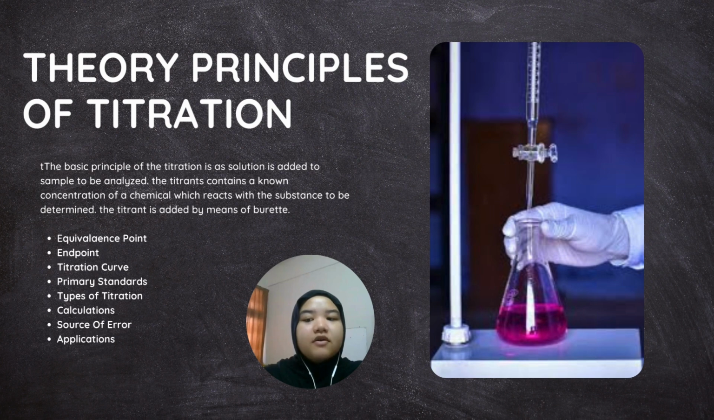Next, sources of error. Titration errors can be caused by inaccurate volume measurements, reagent impurities, incomplete reactions, or errors in identifying the endpoint. Last one, applications. Titration is a crucial method in various fields like pharmaceuticals, environmental analysis, food and beverage, and research laboratories to accurately measure the concentration of a substance in solution.